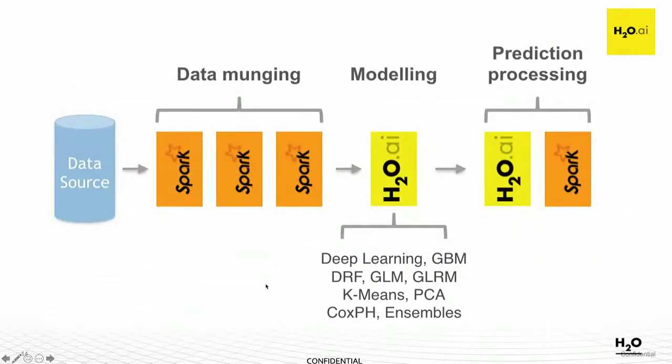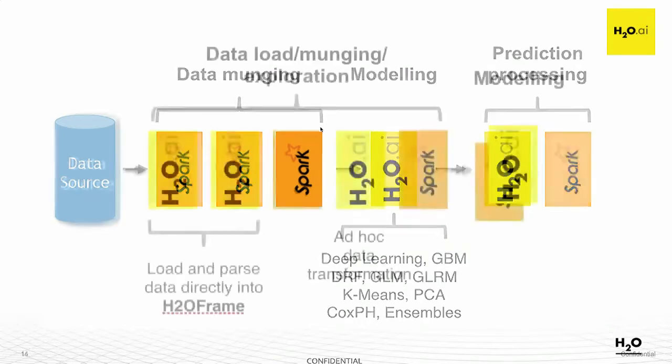And I'll just talk you through a few cases. So this is one, right? You basically do some data preprocessing in Spark, then jump over to H2O. They're all going to be on the same cluster, so that'll be a seamless transition.